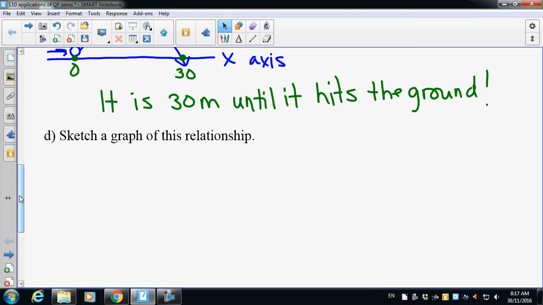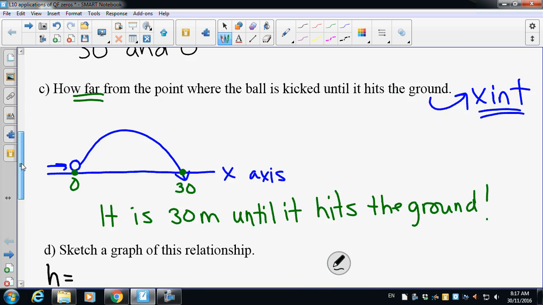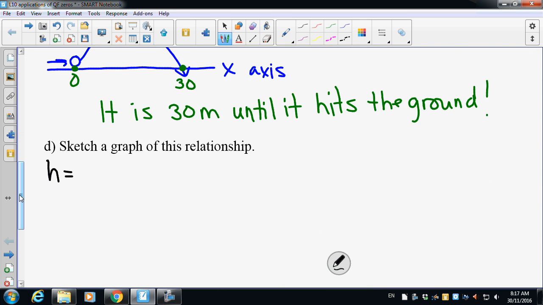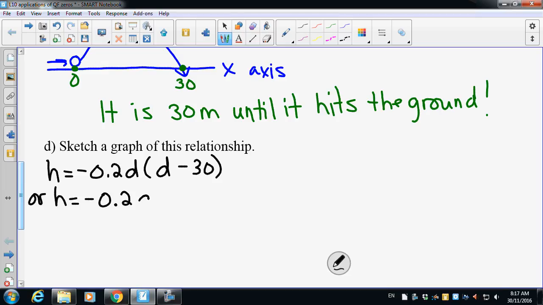So I'm just going to write a couple of things down, like the equation. H equals negative 0.2d(d minus 30), or the other form, negative 0.2d squared plus 6d. So there's the two forms of our equation. We know our x-intercepts. Sketch a graph of this relationship.